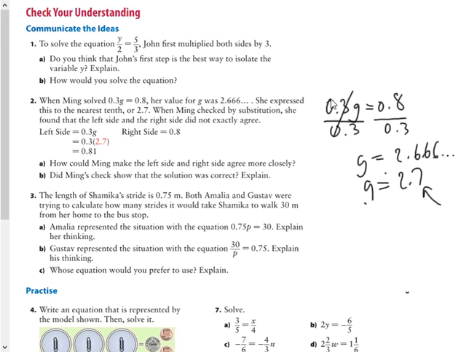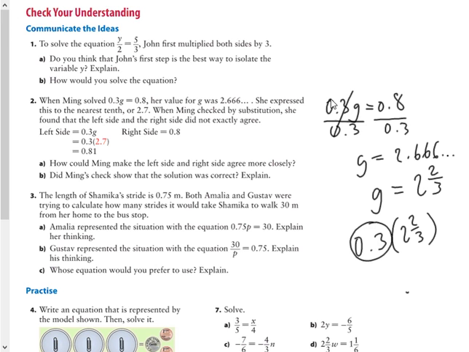She could have done this differently. Instead of writing a repeating decimal, and this is where it's important that you have good fraction sense and integer sense, instead of writing down 2.6 repeating, she could have written down g equals 2 and 2/3. So she could have written the repeating decimal as a fraction because a fraction is more concrete. And then when she double checked her answer, 0.3 times 2 and 2/3, she could change 0.3 to be 3/10. Okay, so 3/10 multiplied by 2 and 2/3 should be 8/10, which is what this was over here.